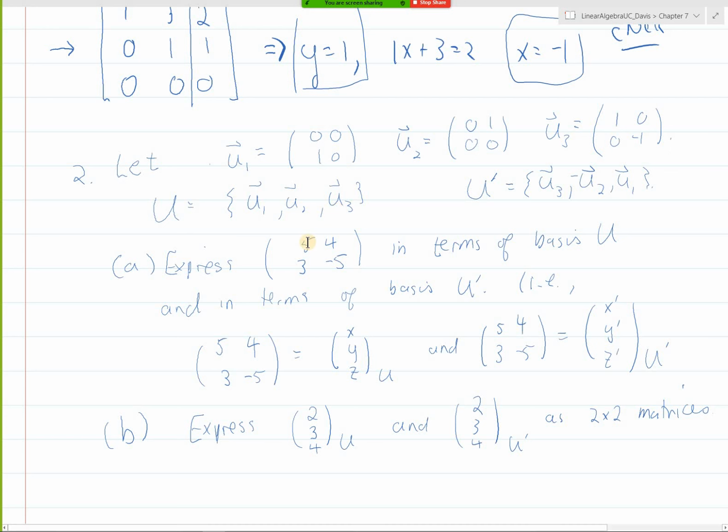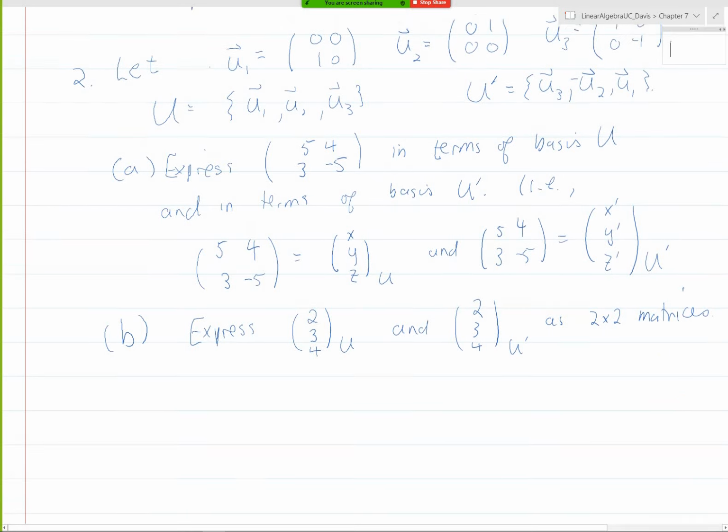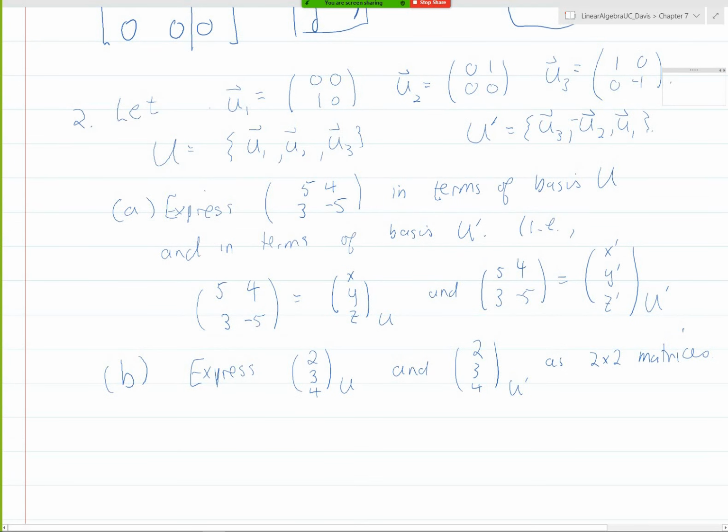All right, so now, express 5, 4, 3, minus 5 in terms of the basis U and in terms of the basis U prime. Take a minute and understand what that's saying. Once you understand what that's saying, it's not difficult. The hard thing is what is this actually saying? So the bases are the 3 vectors. Yes. So start with U. Those are 2 different answers, right?